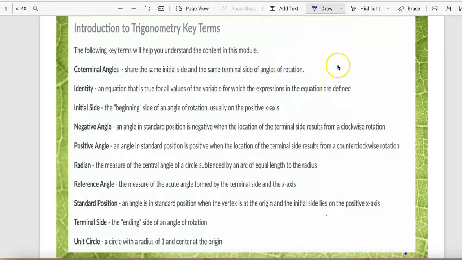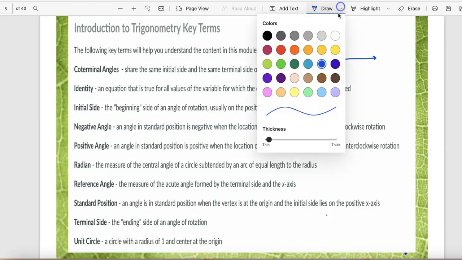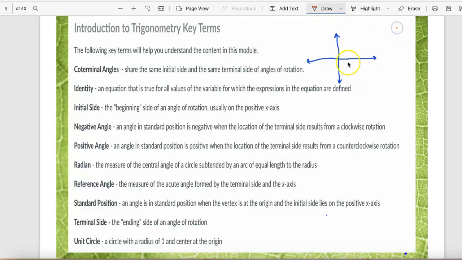So let's take an example. I'm drawing an angle over here. This is my y-axis, and this is the x-axis. I'm sorry, I'm not able to draw straight lines. This is my initial side, because if I'm drawing any angle, I have to start from here. So I'm assuming this is my 45-degree angle.